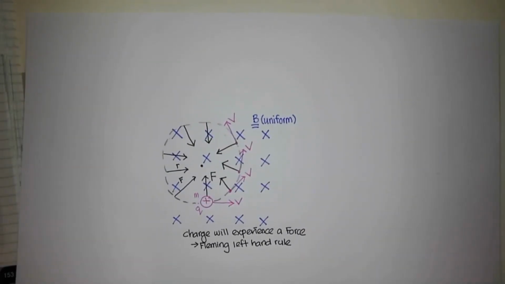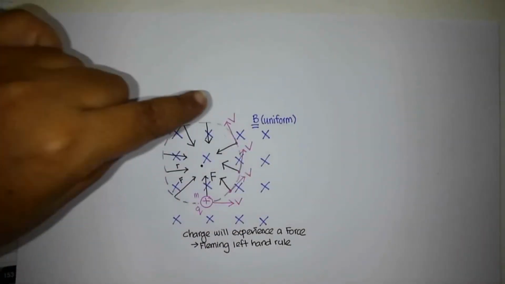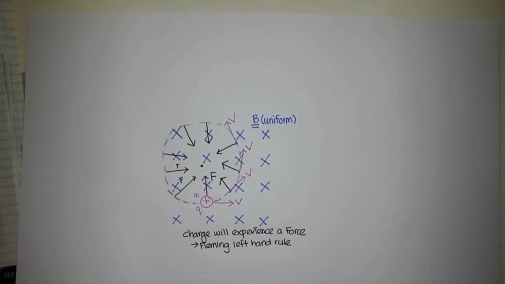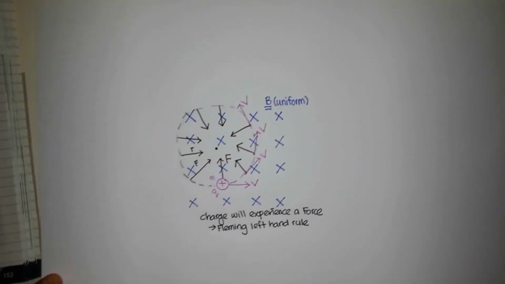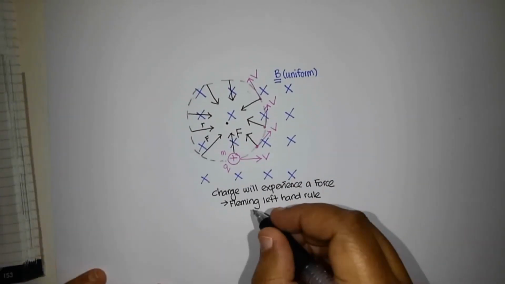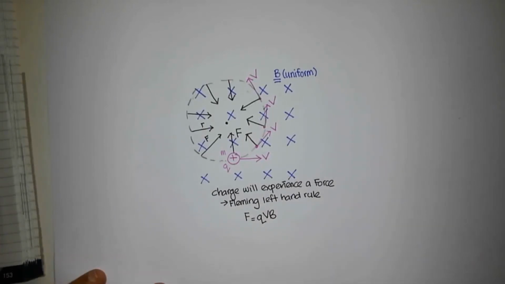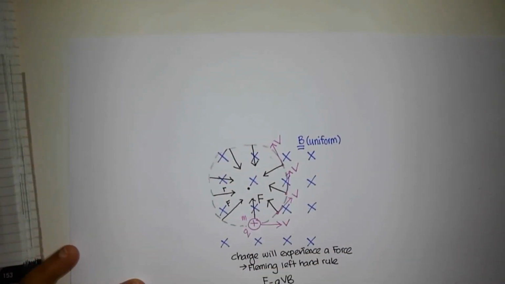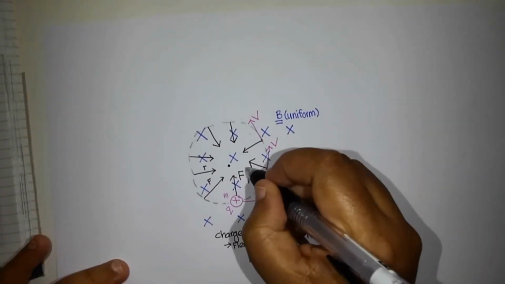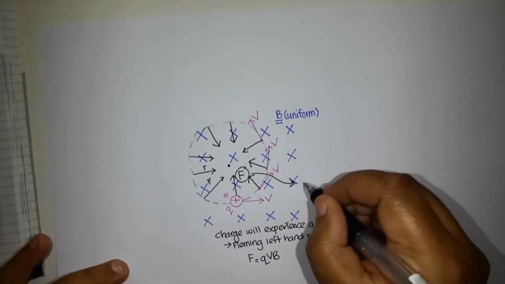So the important concept is, when a charge is inside the magnetic field, the charge will be exerted by a force, and that force will cause the particle to move in a circular path. So you have to use the concept of circular motion. So what is the force? F equals QVB, the magnetic force. And the force F is towards the center. So the force F is the centripetal force.